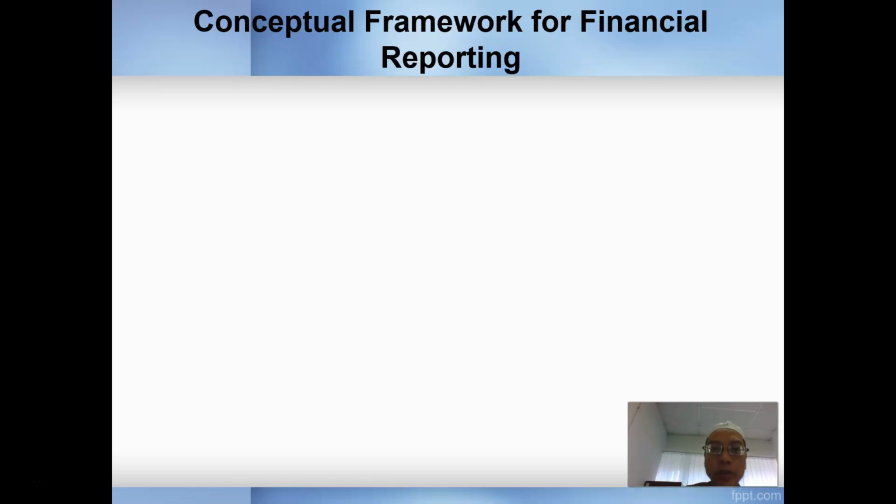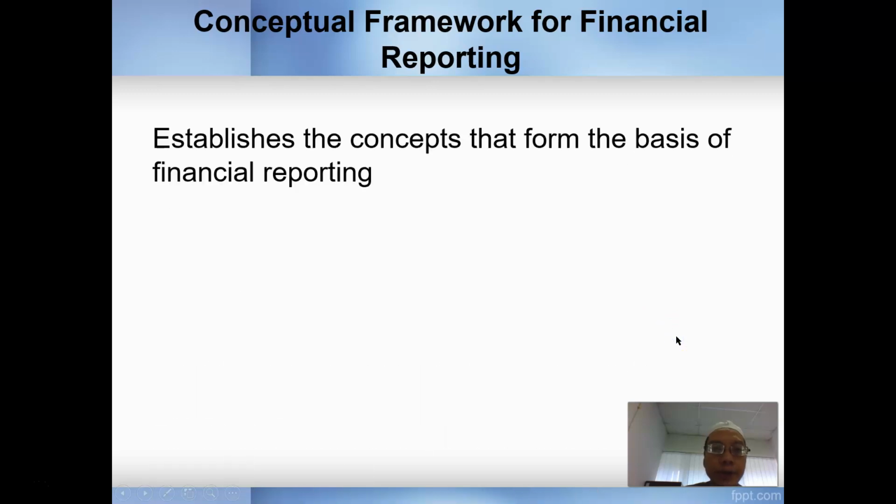So let us see the conceptual framework for financial reporting. Organizations, private entities as well as non-private entities, when they are registered as companies under the Companies Act, must produce financial statements based on the conceptual framework for financial reporting. So we need to understand what the conceptual framework for financial reporting is.